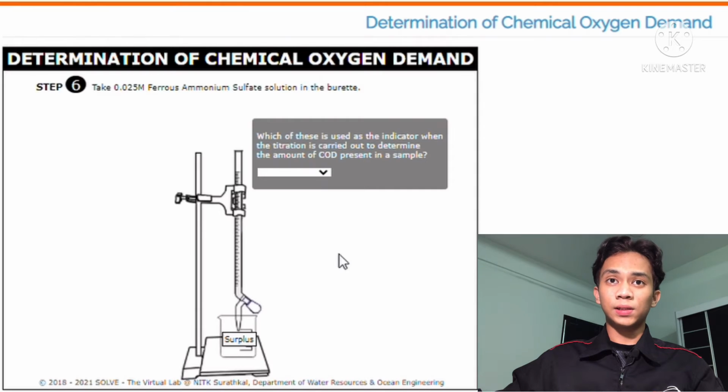The question is, which of these is used as the indicator when the titration is carried out to determine the amount of COD present in a sample? And the answer is the ferroin.